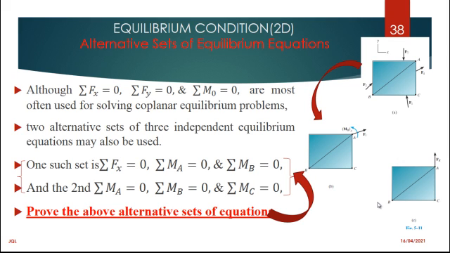Alternative sets of equilibrium equations. We know that summation of forces in the x, in the y, and moment equals 0 are most often used for solving coplanar equilibrium problems. Those are forces along or on one plane. Two alternative sets of three independent equilibrium equations may also be used.